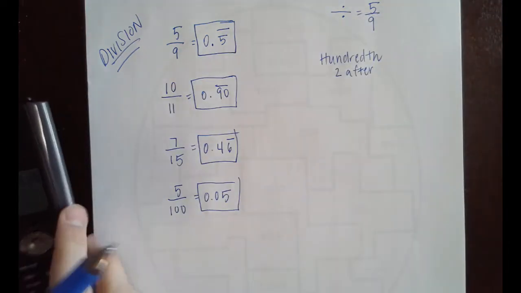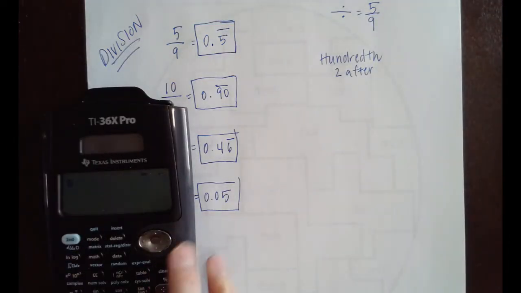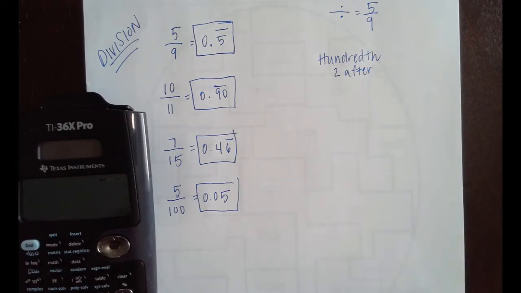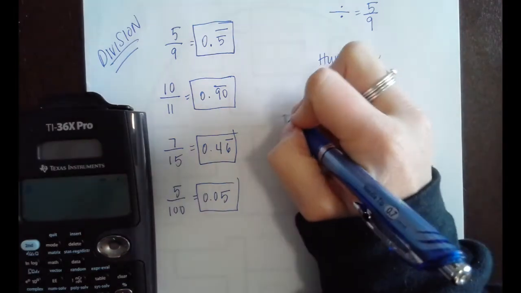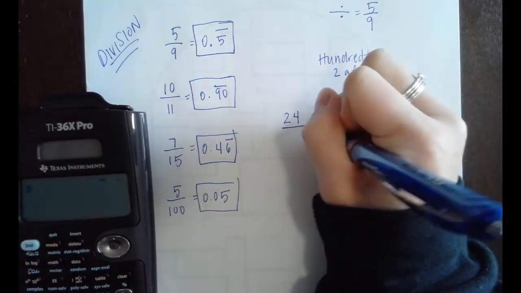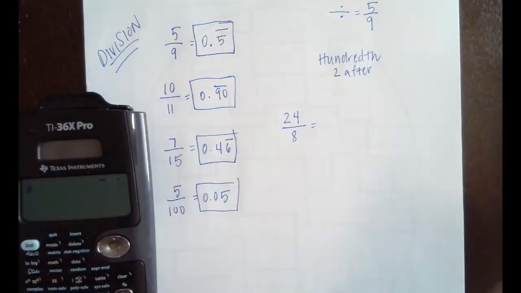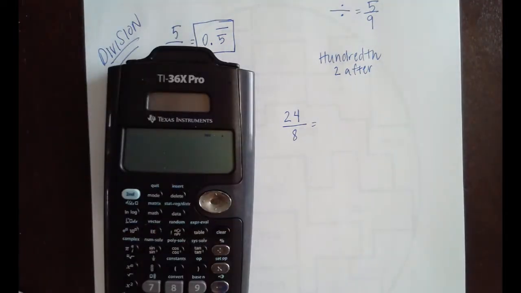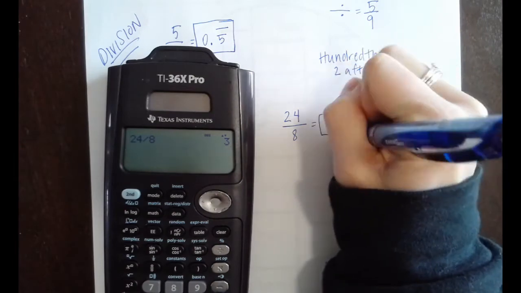Let's say we had, what should we try now? How about 24/8? Okay, so that'll be 24 divided by 8, and that's a whole number of 3. Sometimes that happens.